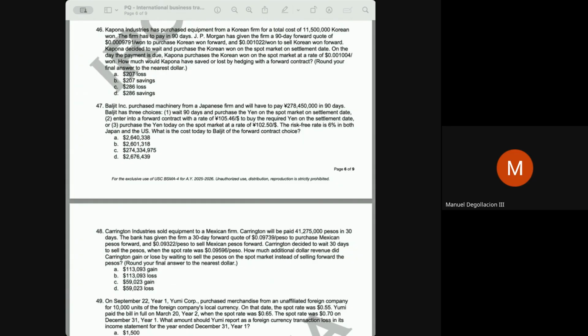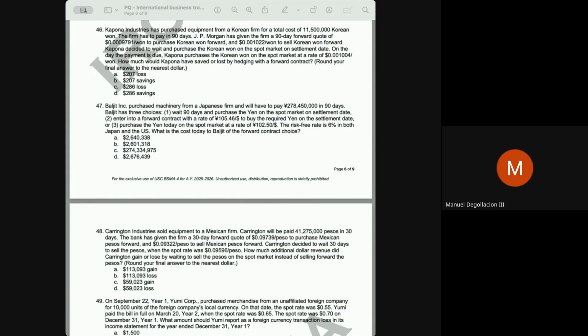Baljit has three choices: wait 90 days and purchase the yen in the spot market on settlement date, enter into a forward contract with a rate of 105.46 yen for every dollar to buy the required yen on the settlement date, or purchase the yen today on the spot market at a rate of 102.5. The risk-free rate is 6% in both Japan and the US. What is the cost today to Baljit of the forward contract price?